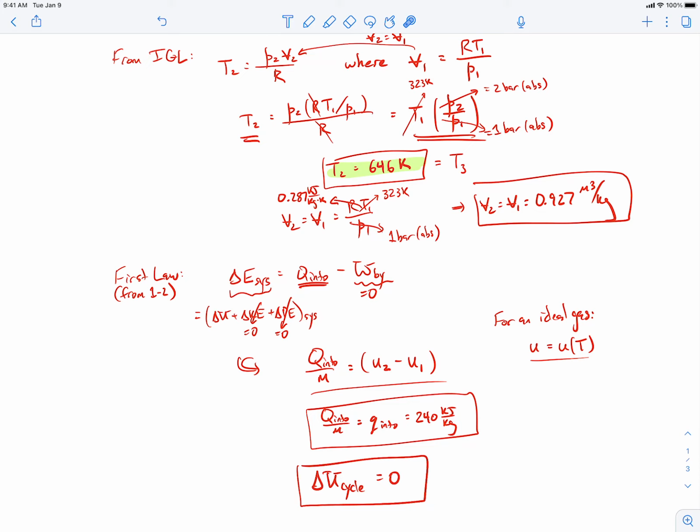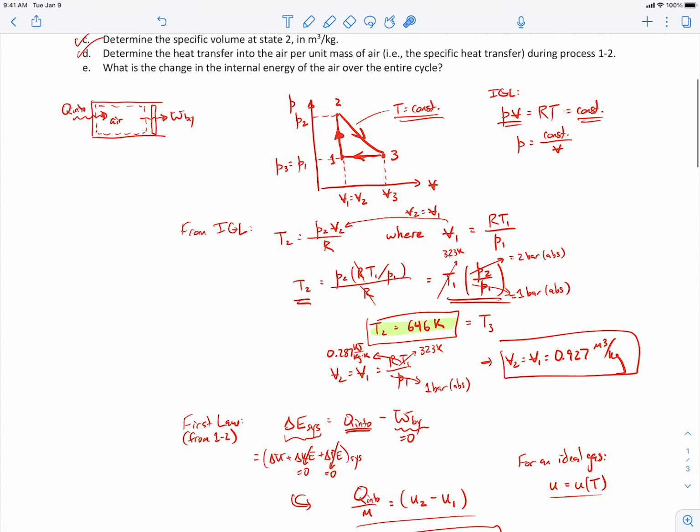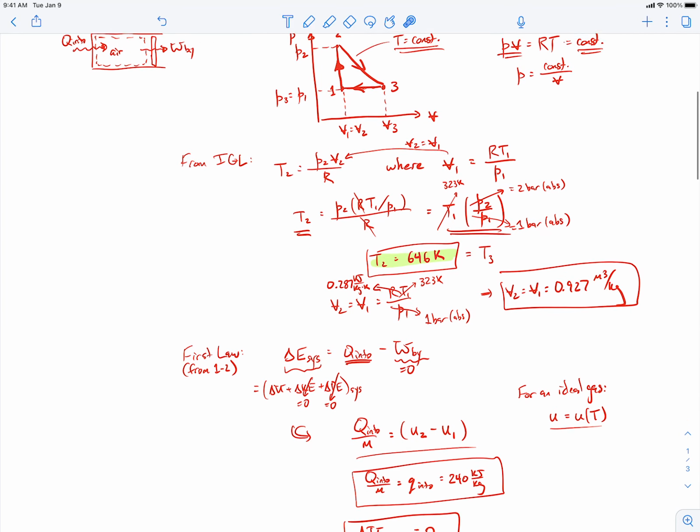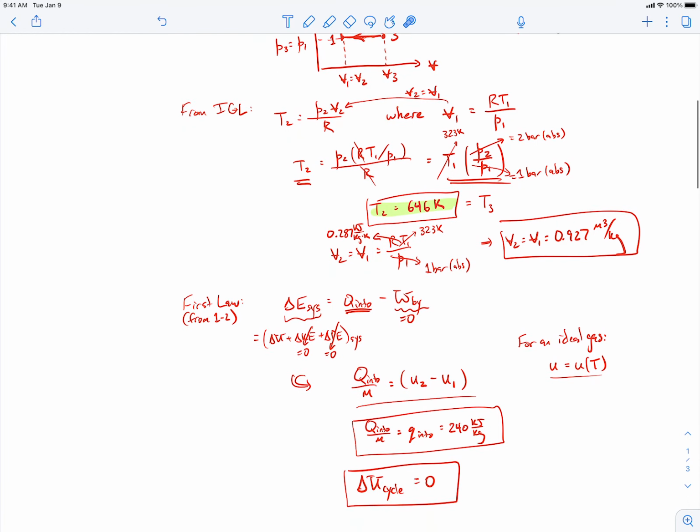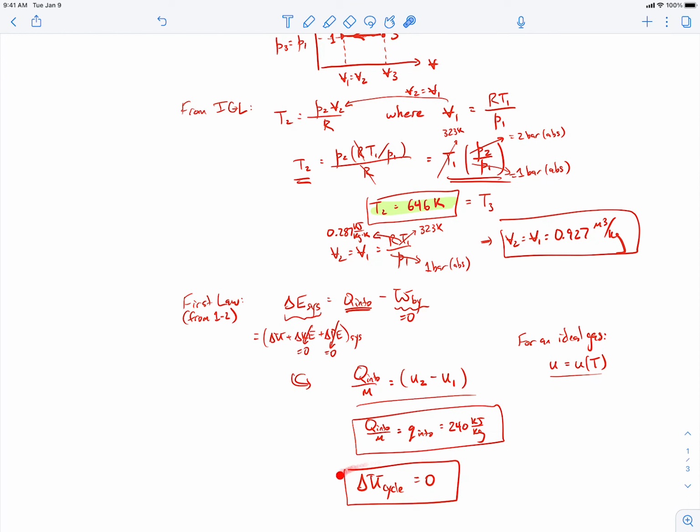Okay, so I think that covers everything we needed to do for this example. It's a nice example dealing with using the ideal gas law and using the ideal gas tables to get these specific internal energies, a little bit of an application of the first law, and then just recognizing that over a cycle, properties don't change. You always go right back to your original state. And since internal energy is a property, the change in internal energy over the cycle will be 0.